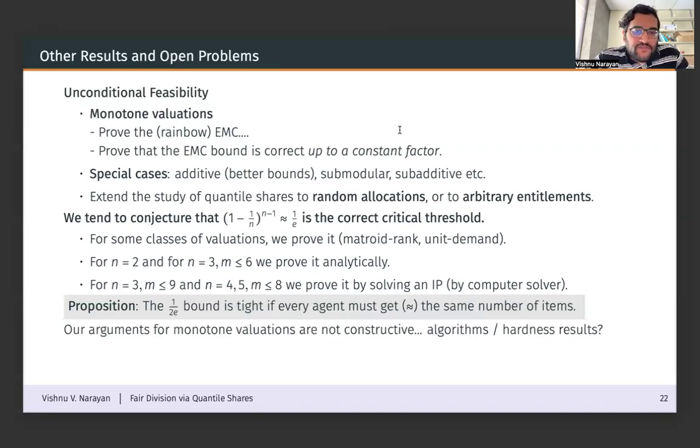Also, of course, our arguments for monotone valuations are not constructive, and this leaves open many questions about algorithms and hardness results for all of this. And that's the end of my talk.